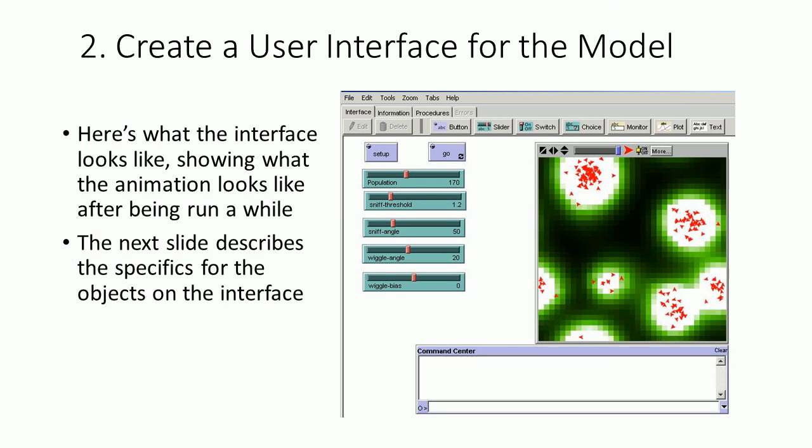All right, next we'll create the interface, and here's a quick look. We have setup, go, population, sniff threshold, sniff angle, and wiggle bias. And we're going to allow the defaults to be fine for the actual animation on the right, the part that you see here.